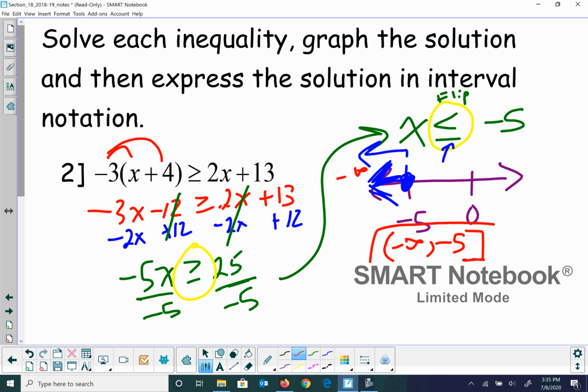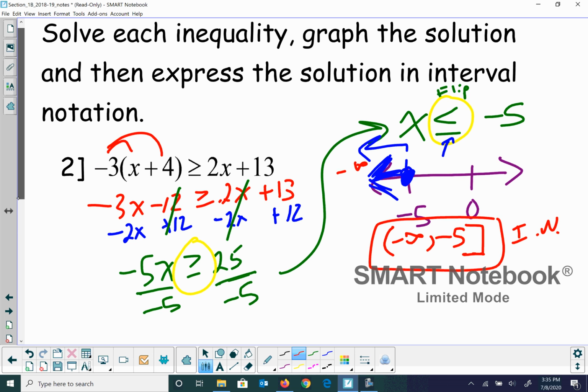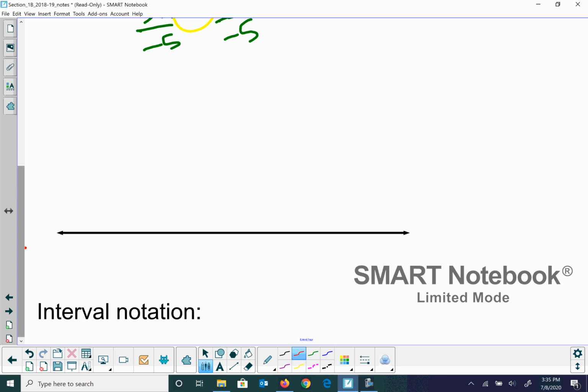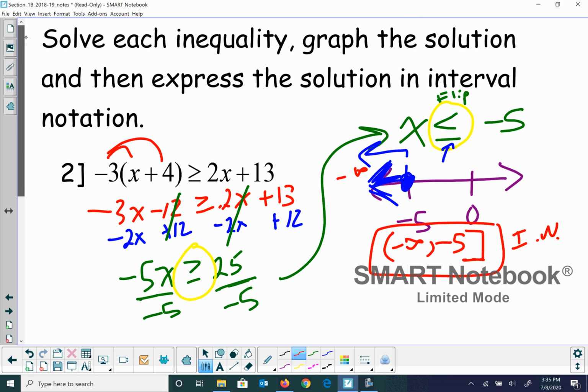So here's our interval notation. And again, I know I probably could have done this down here, but I didn't follow directions well as a kid, so there's your excuse.